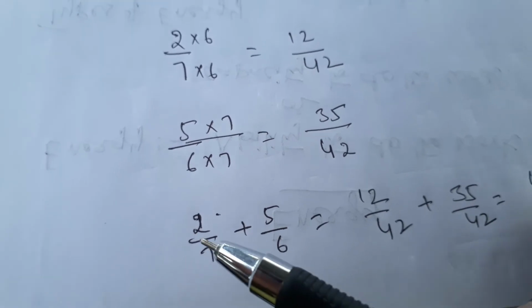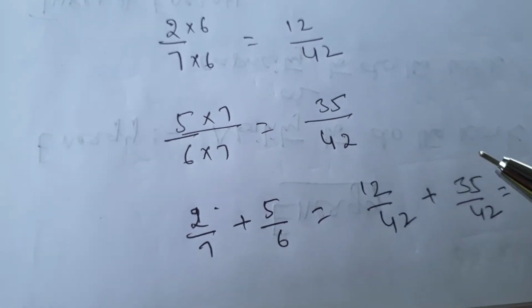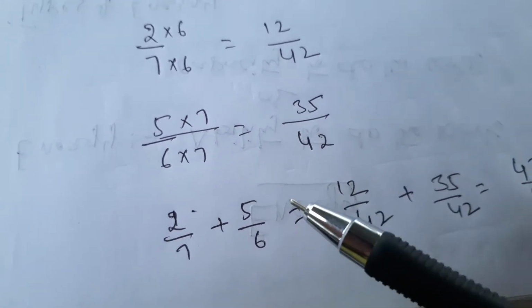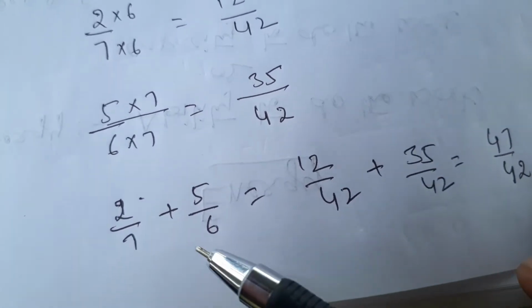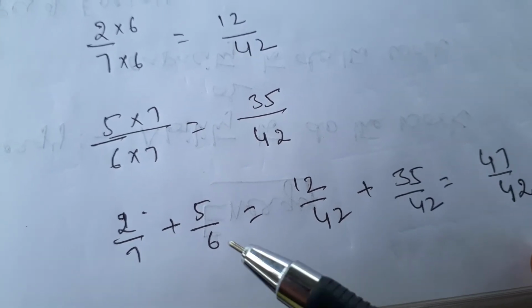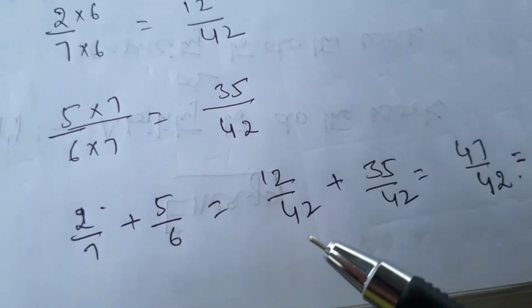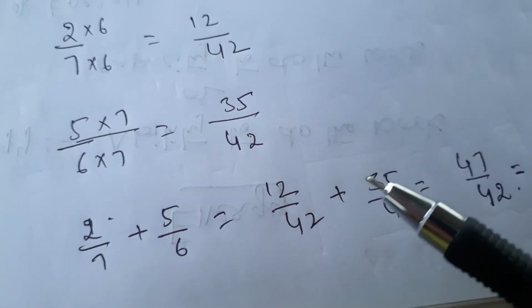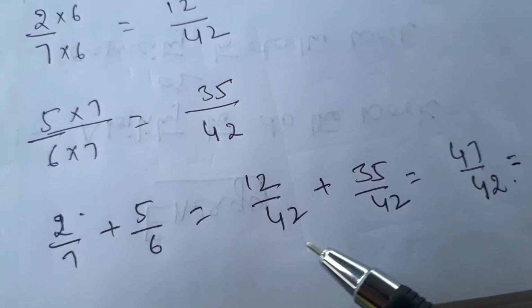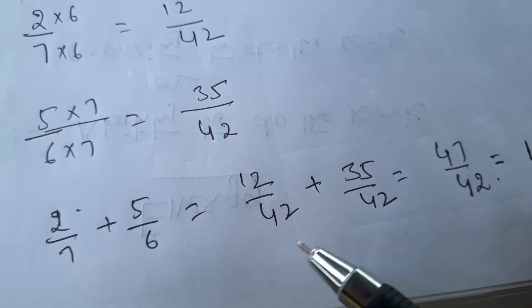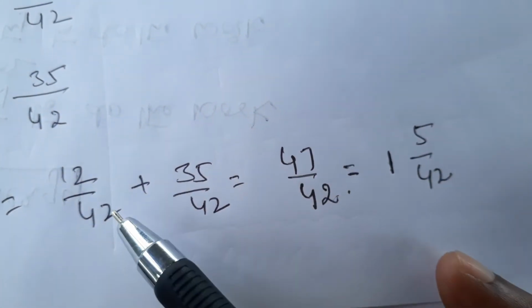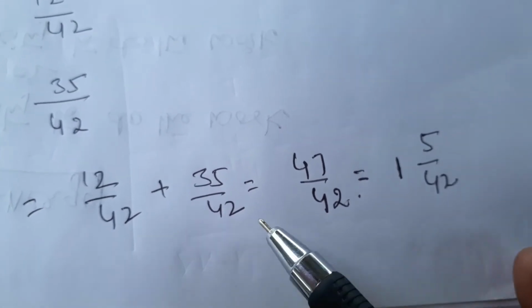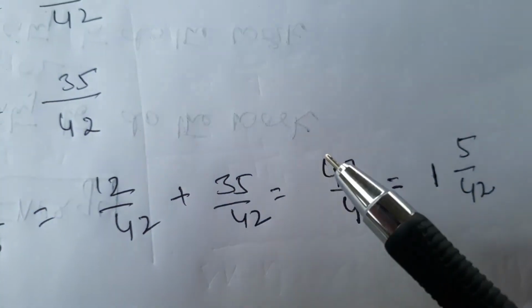Now see, the equal fraction of 2 by 7 is 12 by 42. And the equal fraction of 5 by 6 is 35 by 42. These two are equal fractions of 2 by 7 and 5 by 6. Now the denominators are equal, so these are like fractions, and you know how to add like fractions easily. When like fractions are added, the same denominator repeats here, and the numerators should be added.